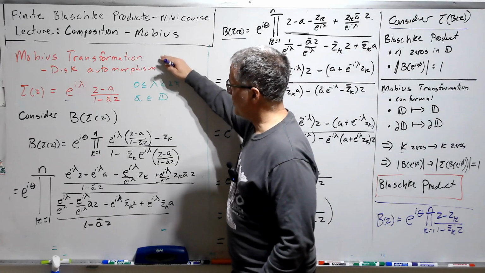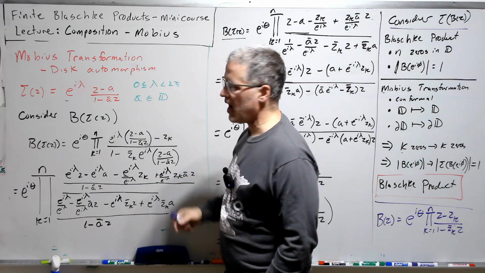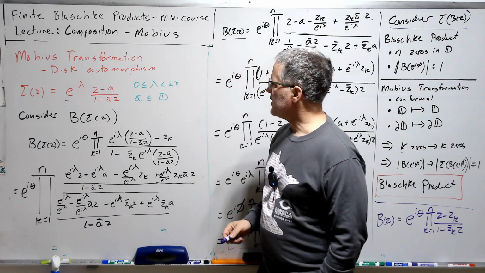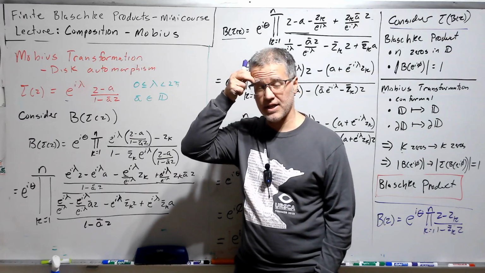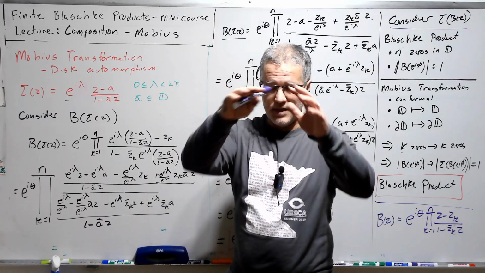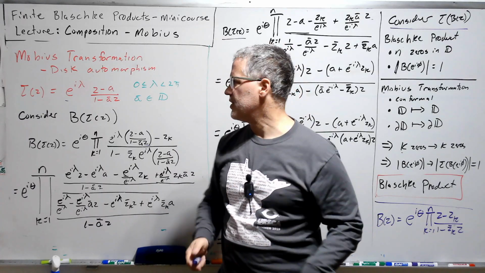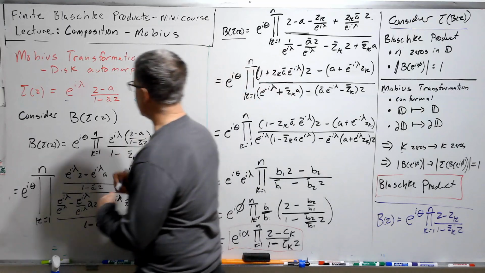Now, the Möbius transformation set that we're interested in are the automorphisms of the disk. So those are the ones that are going to take the interior of the disk to the interior of the disk, and the edge of the disk, or the unit circle, to the unit circle. And they are of this form.